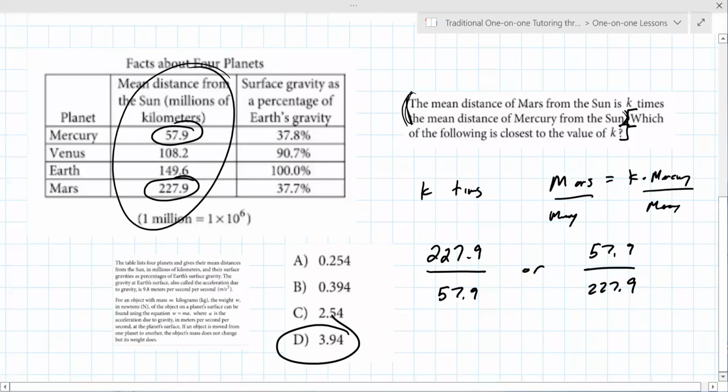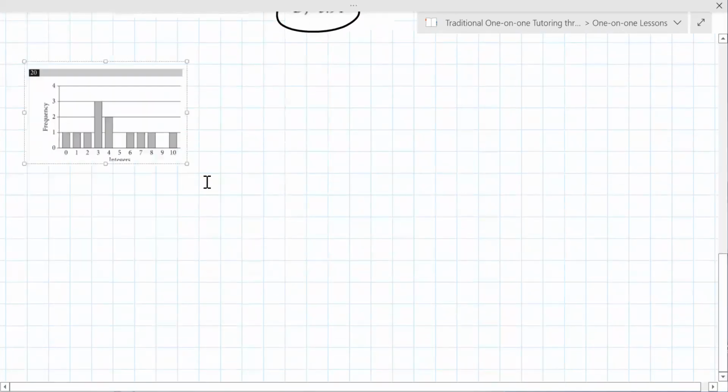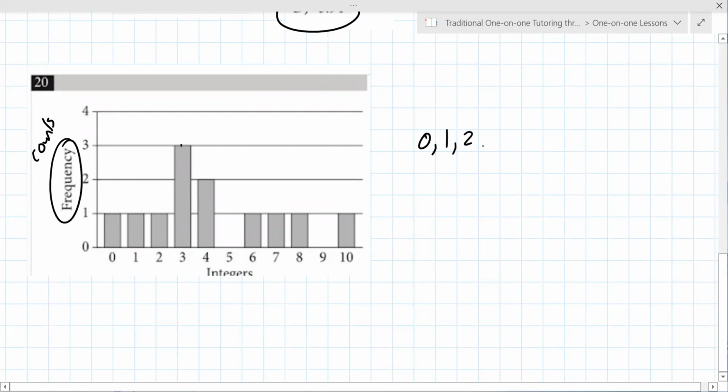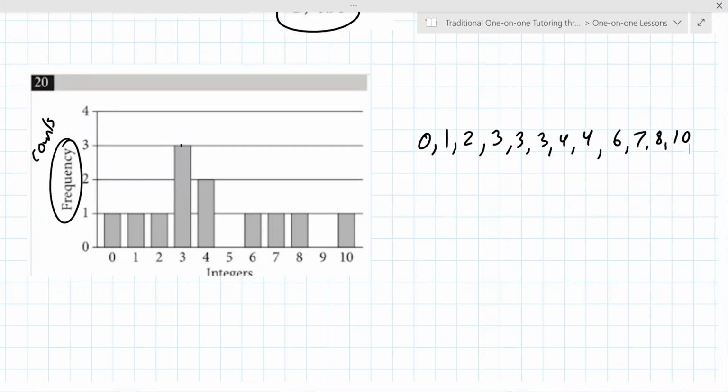So let's take a look at another chart. Okay. This is integers. Do you know what the word frequency means? How often it happens? Yeah, you can just think of it as counts. So like 3 occurs 3 times, 4 occurs 2 times, and so on. So if we were to build this data set, it would be 0, 1, 2, 3, 3, 3, 4, 4, 6, 7, 8, 10. You feel like you could do that on your own? Yeah. Okay.